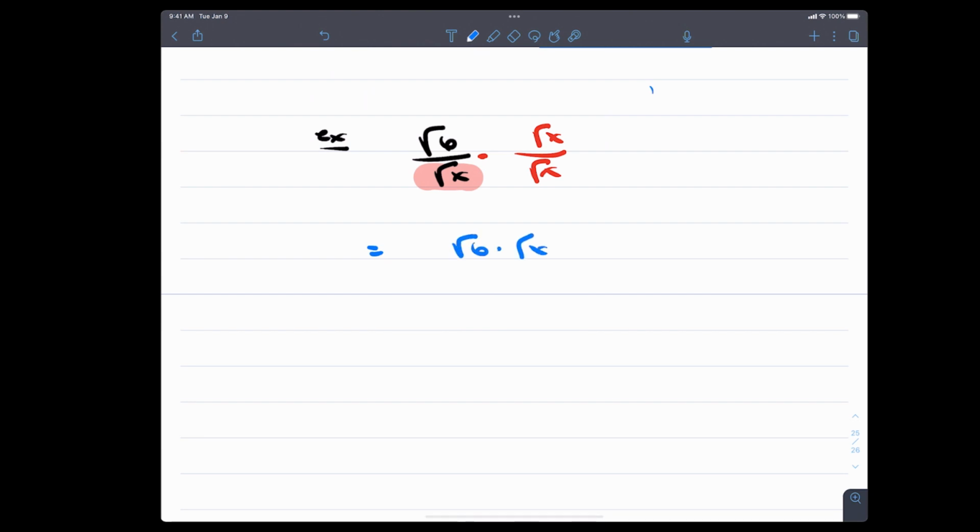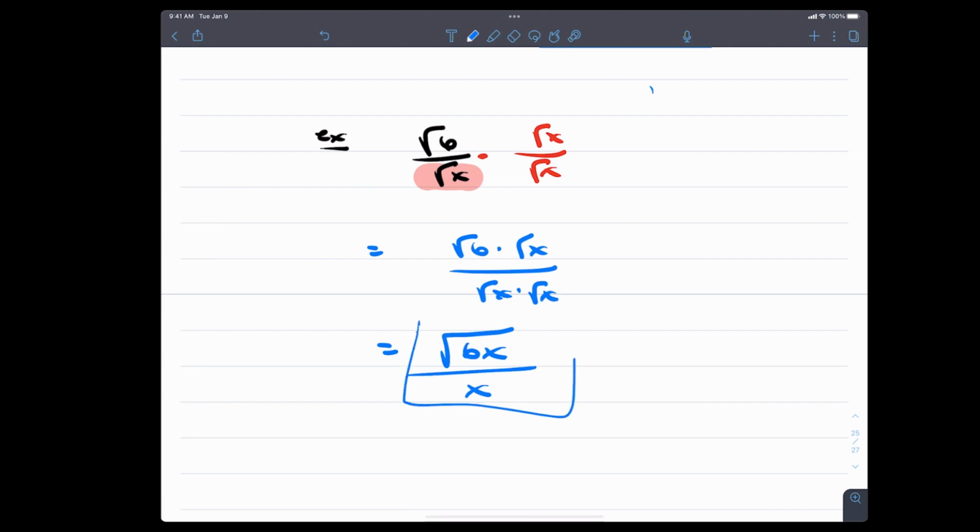Square root of 6 times the square root of x over square root of x times the square root of x. This is now going to be the square root of 6x over x. Okay, is that true? You guys okay with that? You use the product rule here. All right, good. What do you guys think? Is that easy?